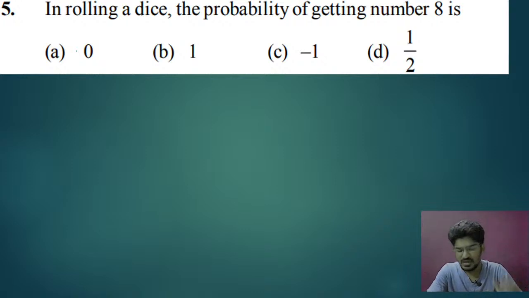Very wonderful. On the tip of your finger you have to answer it. In rolling a dice, the probability of getting the number 8 is what they are asking. Quickly tell me the answer. It doesn't need any solving. Very good. In rolling a dice, we can't get 8 because 8 is not present on a dice. Therefore 0 will be the answer.